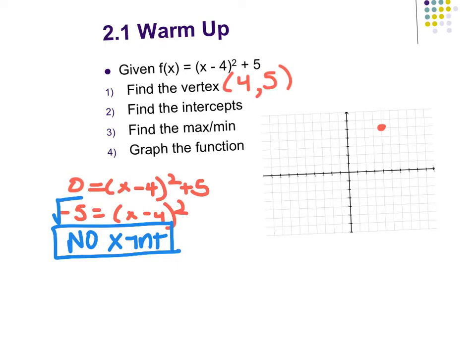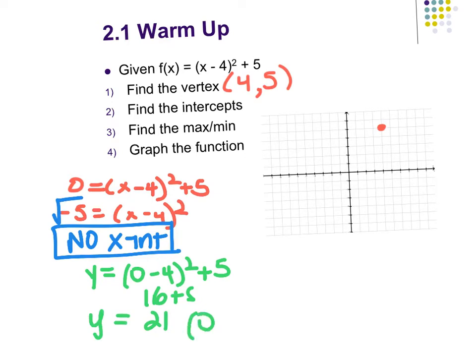And then the y-intercepts, I'm going to change that f of x to y and plug in 0. Negative 4 squared would be 16. 16 plus 5 is 21. So I get 0, 21. So way up here somewhere. Okay. I still need some additional information before I can graph this.